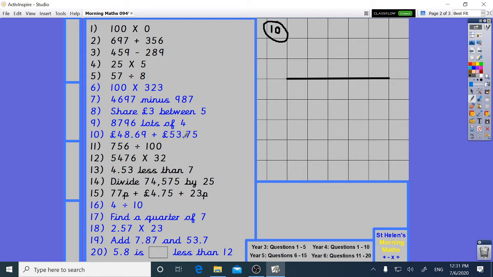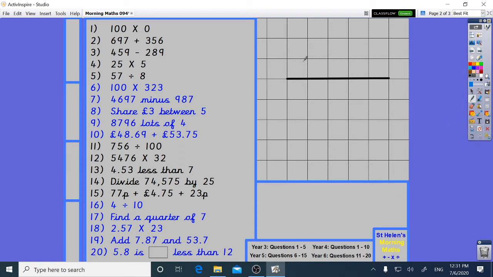£48.69 plus £53.75. It's money. Doesn't matter which way around we do an addition, so I'm just going to write it out the way I've read it. £48.69 plus £53.75. 9 and 5 is 14. 6 and 1 is 7. Double 7 is 14. 8, 9, 12. And another number bond at 10. £102.44. If I was writing it in an answer box, I'd put the pound sign there just to show that off.